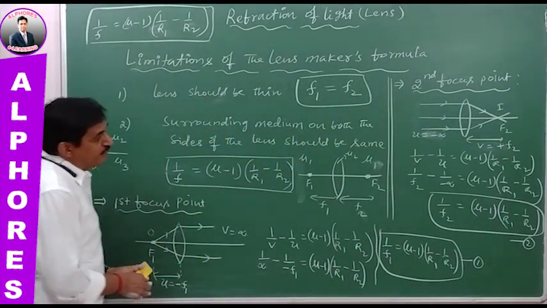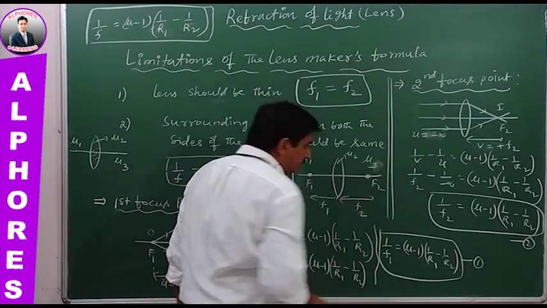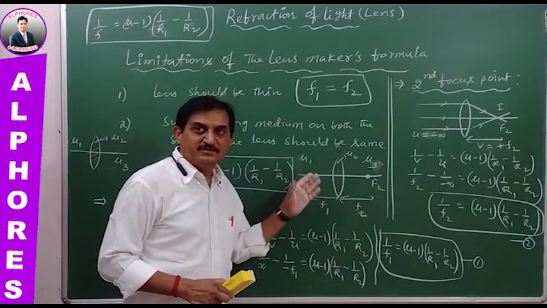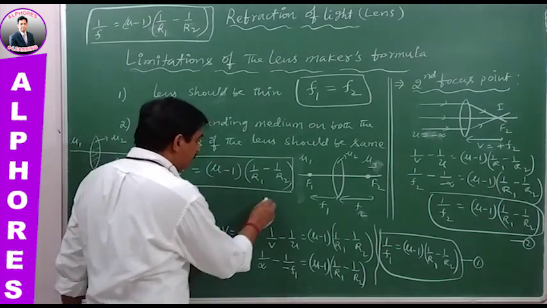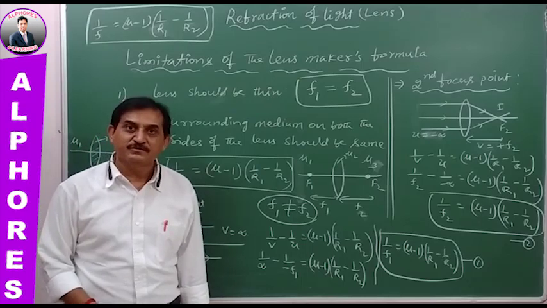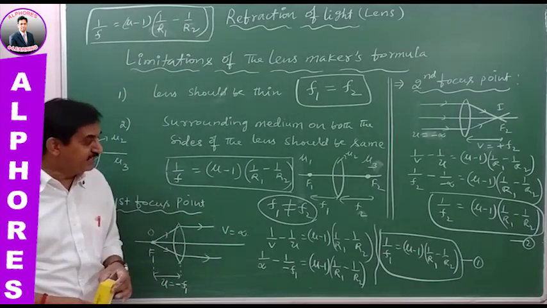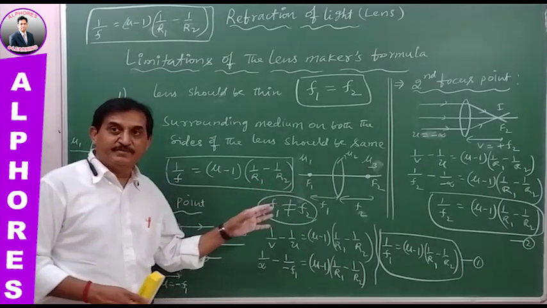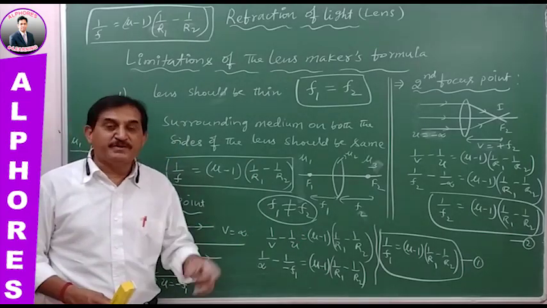Suppose, sir, the mediums are mu1 on one side and mu3 on the other side. On both sides of the lens the surrounding medium is different. Then what happens? The focus points f1 and f2 are not equal. That is, f1 is not equal to f2. They are different. We will see that in detail in the next video. I will explain in detail how we get the focus points whenever the surrounding medium on both sides is different, and how we can find f1 and f2, in the next video.